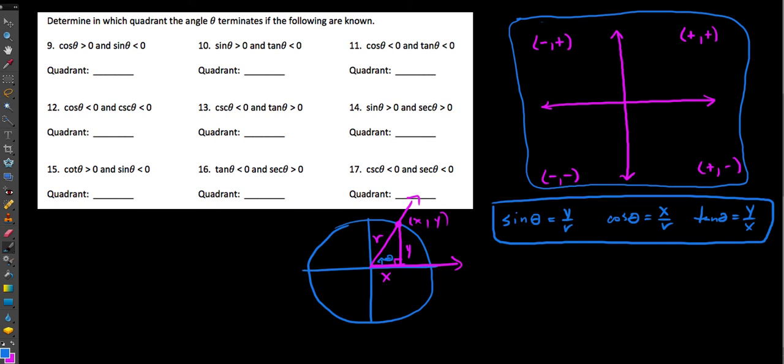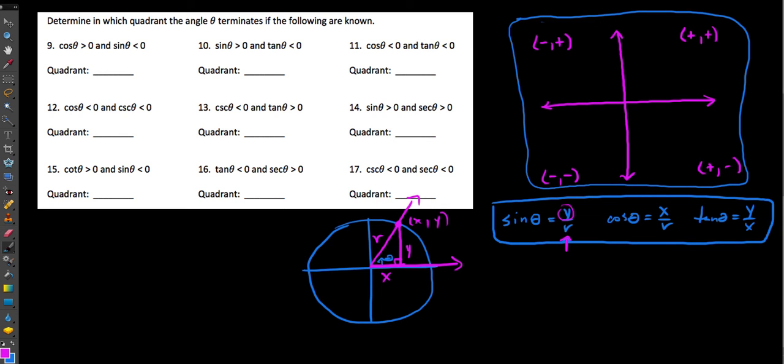Let's explore sine first. Where would sine ever be positive? Given that r is always positive, sine would only ever be positive if the y part is positive. So where are y values positive in the xy coordinate plane? That'd be in your first quadrant and your second quadrant. That means any angle that terminates in your first or second quadrant has to have a positive sine value.